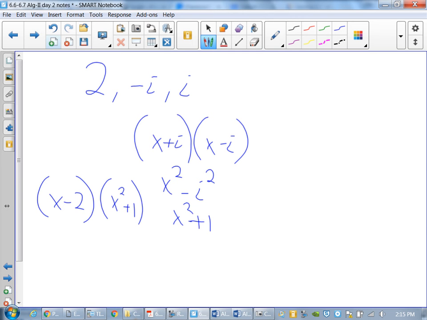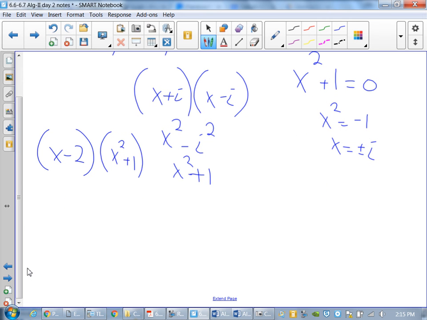In order to get an imaginary number, you wound up having to take a square root of a negative. So if you think about it, x squared plus 1 equals 0. Well, x squared is negative 1, therefore x is plus or minus i. Well, that's where that came from. And then it's just a matter of pulling that out.